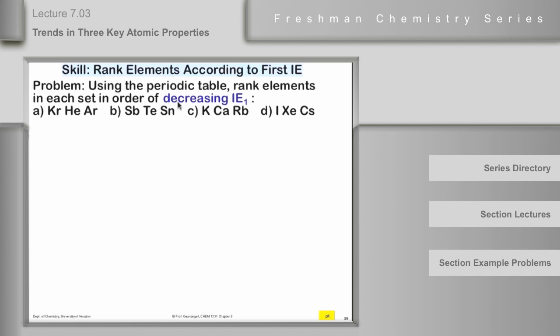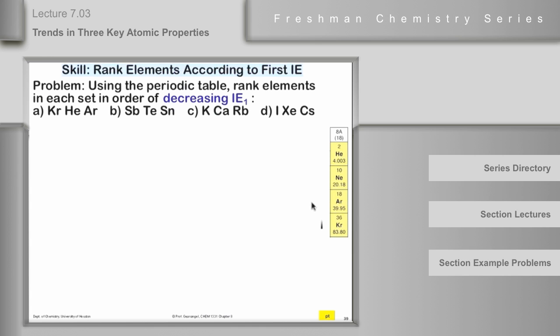It's asking us for the order of decreasing first ionization energy, so we need to look for the highest one first. And we have krypton and helium and argon. So I've put down a little piece of the periodic table here: helium, neon, argon, krypton. And our three elements are in there.